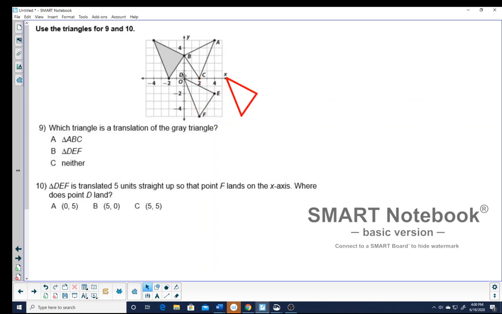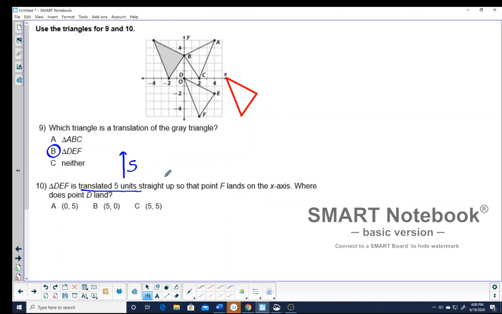So what triangle is this? DEF. That matches answer choice B, DEF. So there's your answer. And then on 10, they say look at triangle DEF. So again, that's this triangle right here. All right, so that's the one we're looking at, and they say if that is translated 5 units straight up, so that just means slide it straight up 5 units so that point F lands on the x-axis.